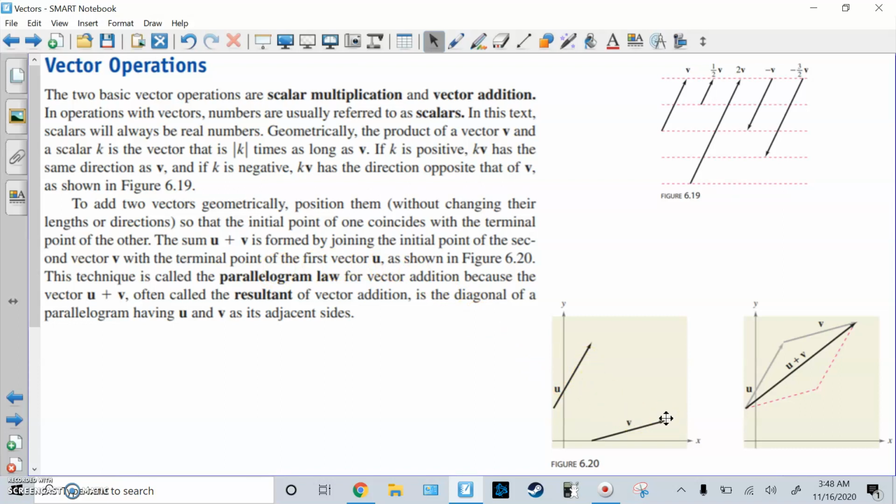The end of one connects with the beginning of another. So we usually say at the end of one, the head starts the tail of another. Let's say head to tail. So if I have u right here, I want to add u and v, I could just move v up here. So the beginning of v, the tail of v, goes here at the end of the head of u. And then once you have that, that's what I have right here, you just go from the beginning to the end to get your resultant, or the real vector.